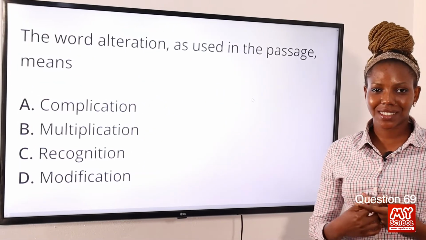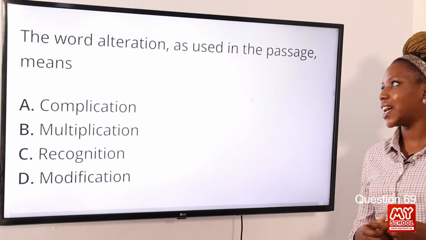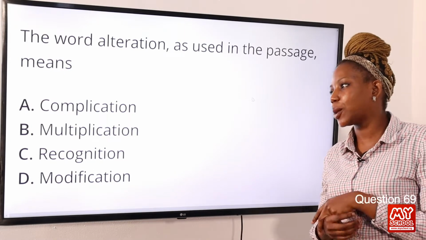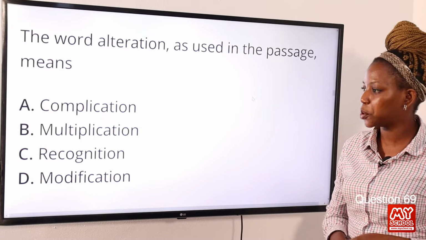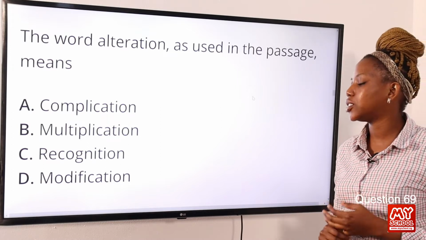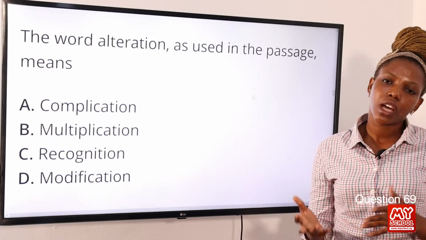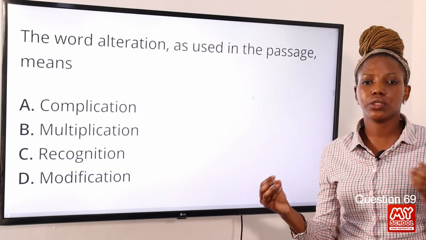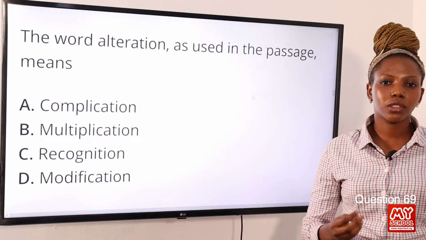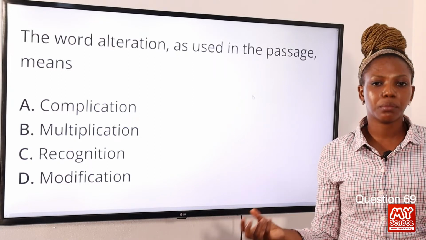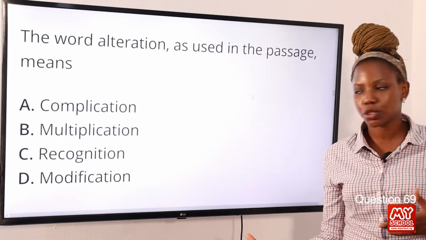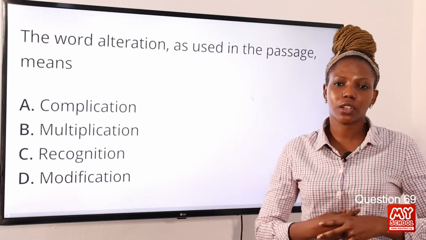Question 69. The word alteration as used in the passage means option A, complication, option B, multiplication, option C, recognition, option D, modification. The answer to this question is modification, because the word alteration means change and modification also implies change. So therefore, option D is the correct answer to this question.